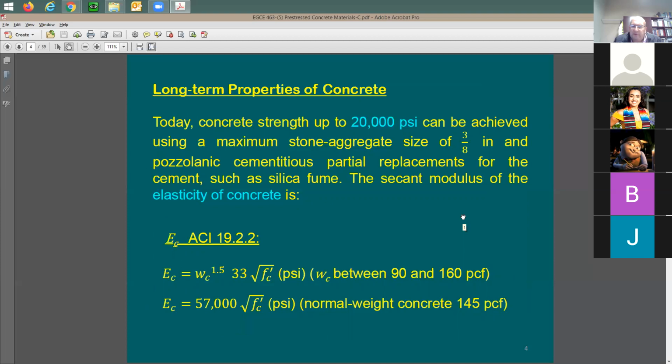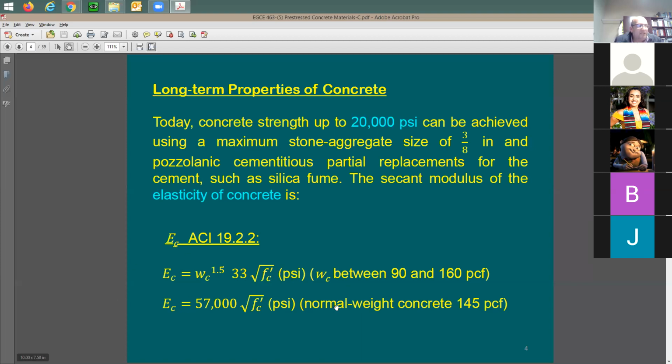We have an equation for it. The ACI code, Chapter 19, Section 19.2.2, gives you this equation. It says E sub C is equal to the unit weight of the concrete to the power of 1.5 times 33 square root of F prime C, and the whole thing is going to be in psi.